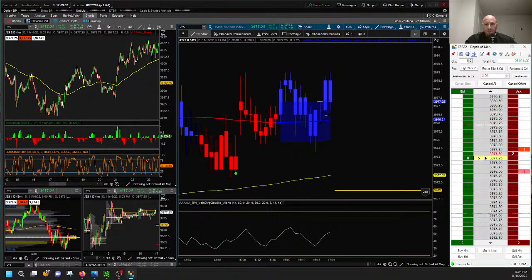If I do the micros, I'm losing. Listen, if you want to do this on micros, you've got to have like a dollar commission, a dollar round trip or something. And it's almost not worth it.